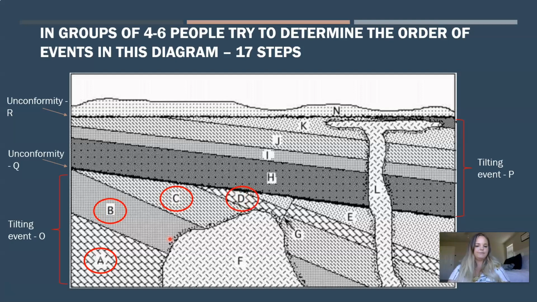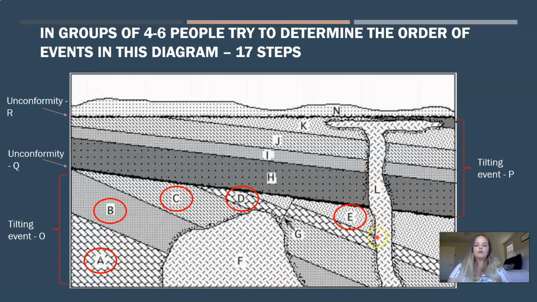D, and then E. Okay, the next thing that's really important is to try to figure out when F, G, or L showed up. One other important thing to notice is that there's two different tilting events. These beds here are tilted at a different angle than these ones here. So they are two different tilting events. So we're going to treat the bottom here separate from the top.